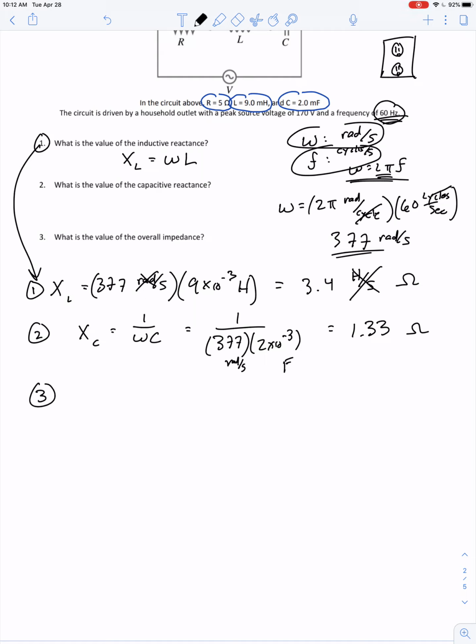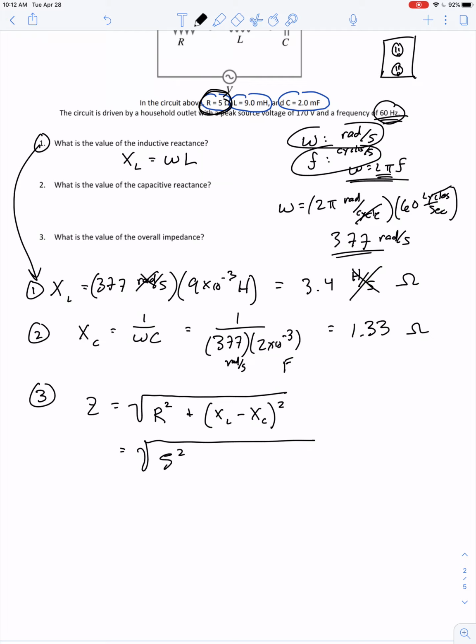What's the value of the overall impedance? The impedance can be found by taking the square root of resistance squared plus the difference between inductive reactance and capacitive reactance, quantity squared. So we plug in the given values. Resistance was given as 5 ohms, so this is the square root of 5 squared plus 3.4 minus 1.33, quantity squared.